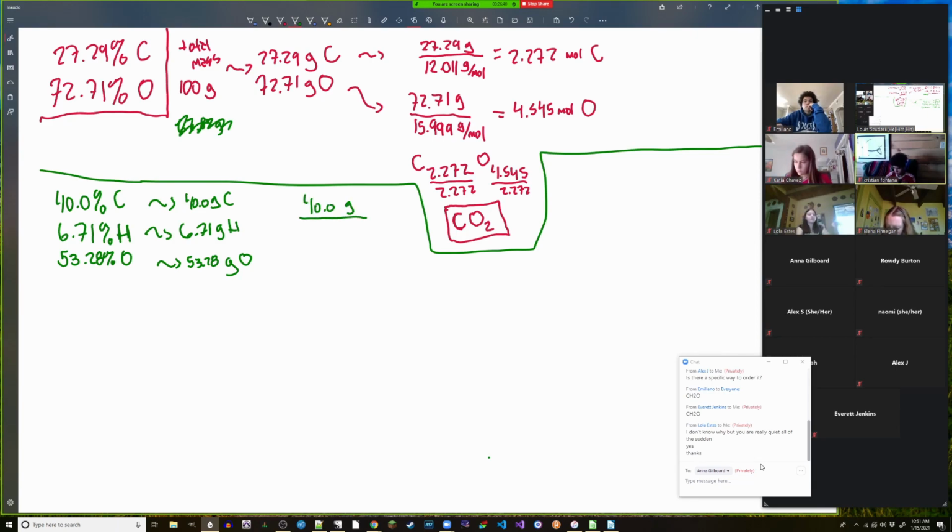40.0 grams of carbon divided by 12.011 grams per mole for carbon gives us, I'll have to do that division, 3.330 moles of carbon. For hydrogen, 6.71 grams of hydrogen, and its molar mass is 1.008 grams per mole. It's going to give us 6.657, if I round.